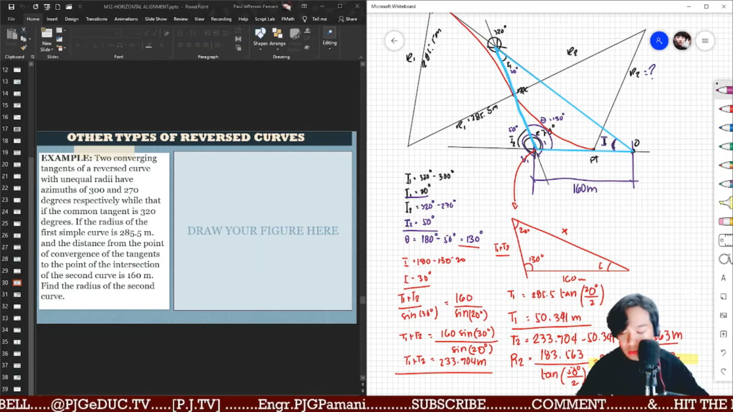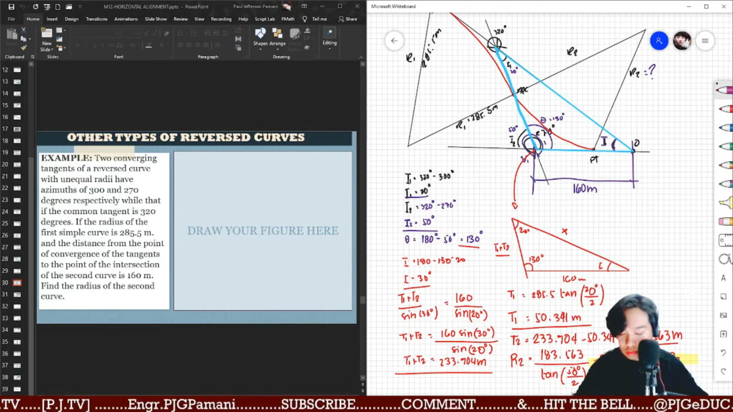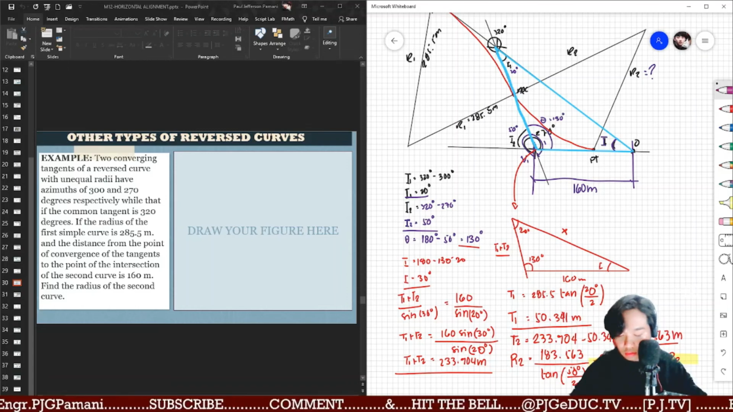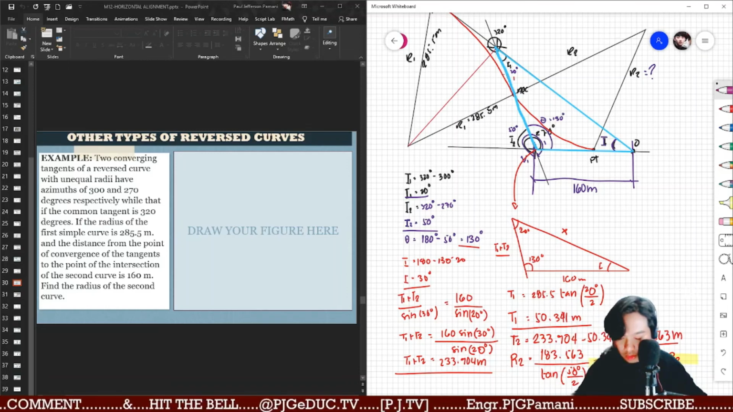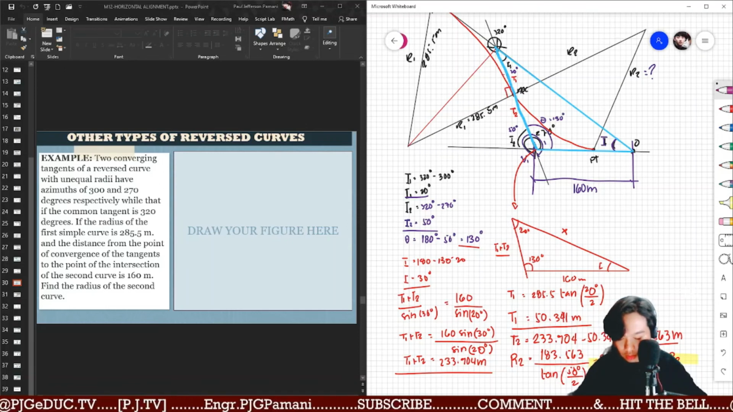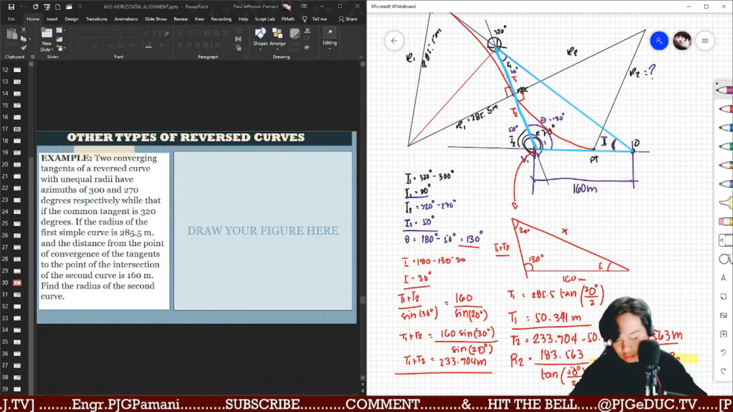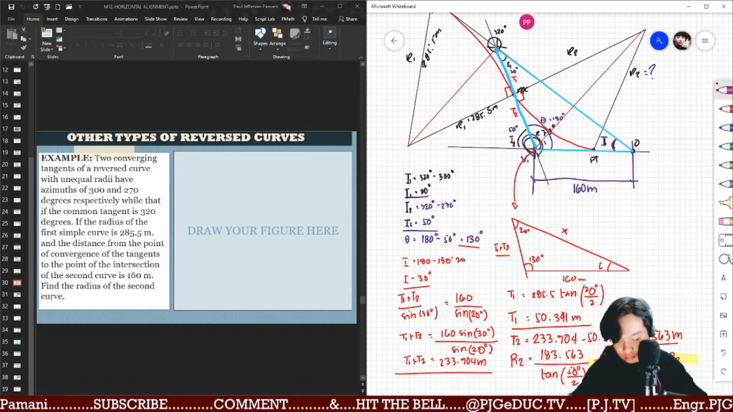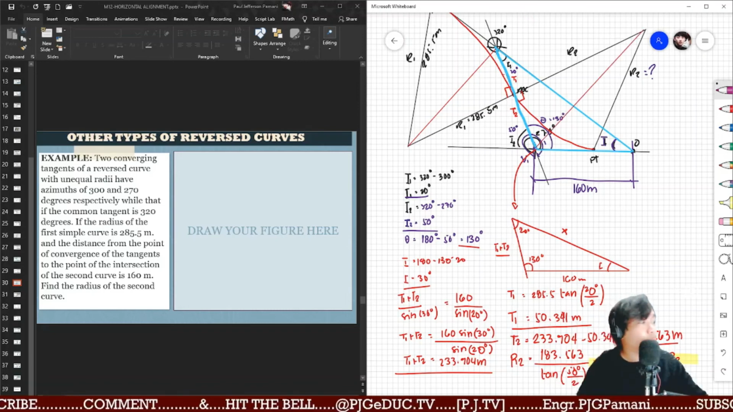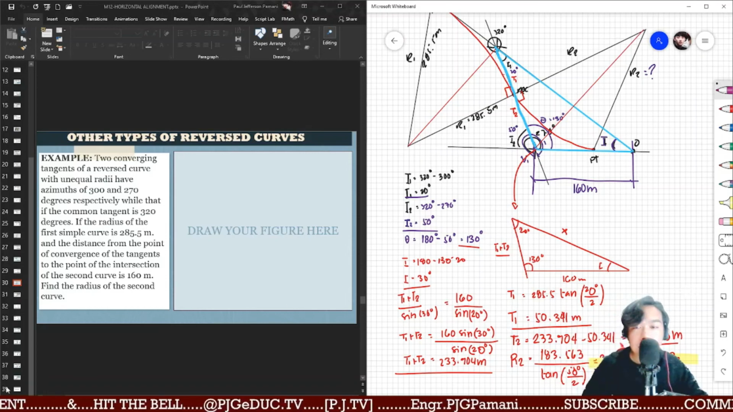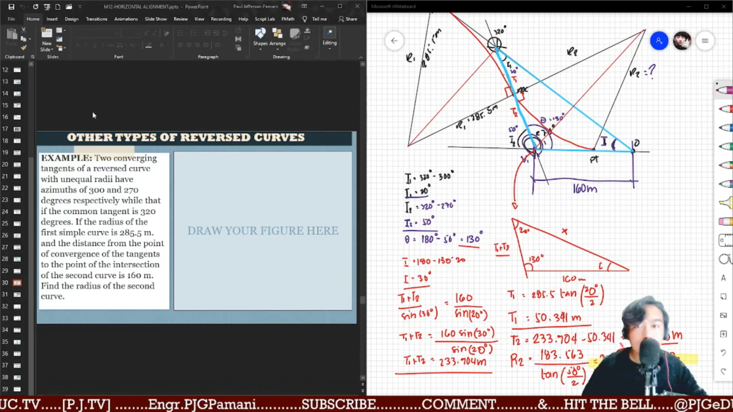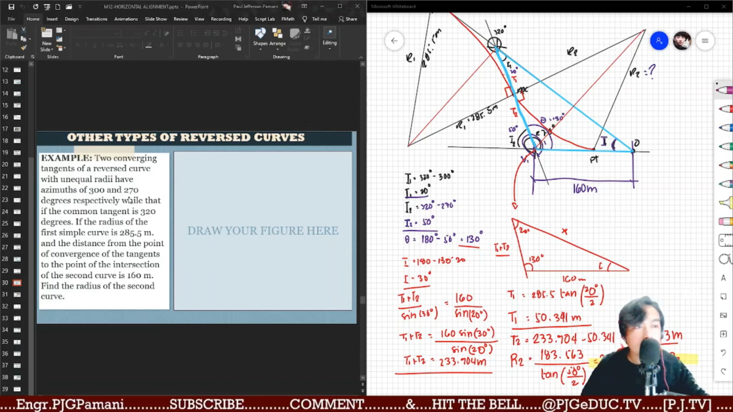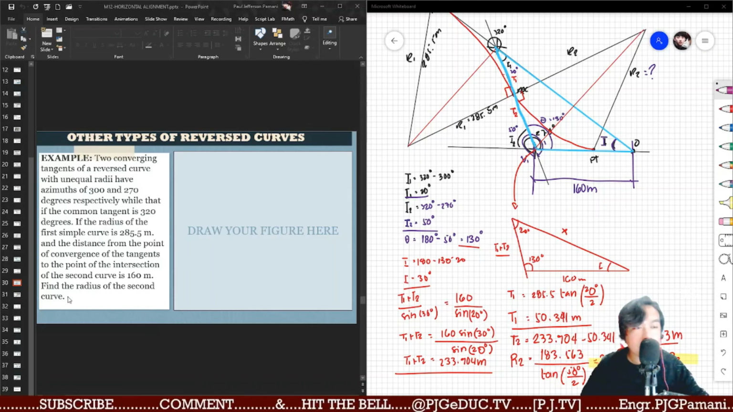Again, dito na naman yung ating one right triangle ulit yan and goes to the second. Question po. So that is converging tangents for reverse curve.